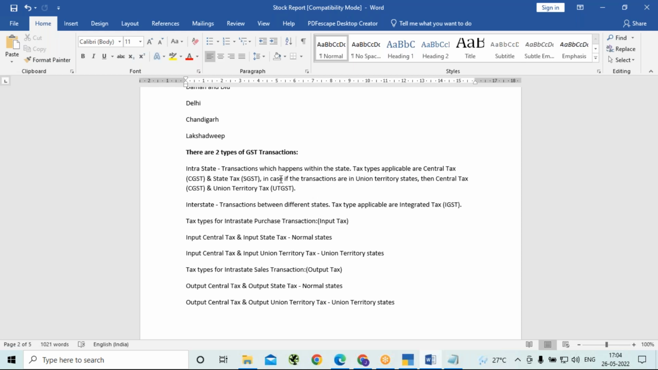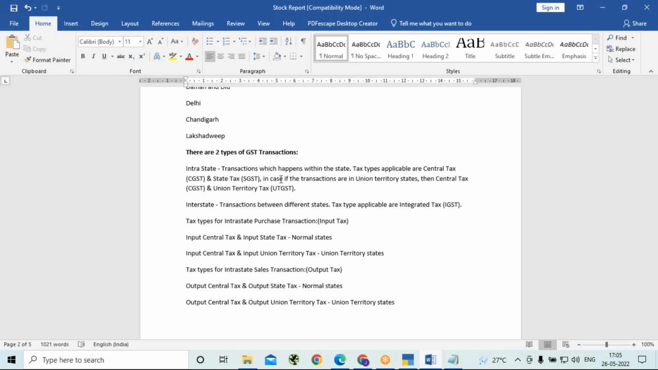Now, when you are going to have a transaction within the state, there are certain states which are considered as union territory states. So how many union territory states are there? Three, sir. Delhi, Puducherry and Kashmir. Does everyone agree? Is there anyone else? There are eight union territories, sir. Fine. But out of them, three are considered as states because of the legislature. So three have become normal states from union territories, right? Sir, for GST purposes, they are treated as states, like Delhi, Kashmir, and Pondicherry.